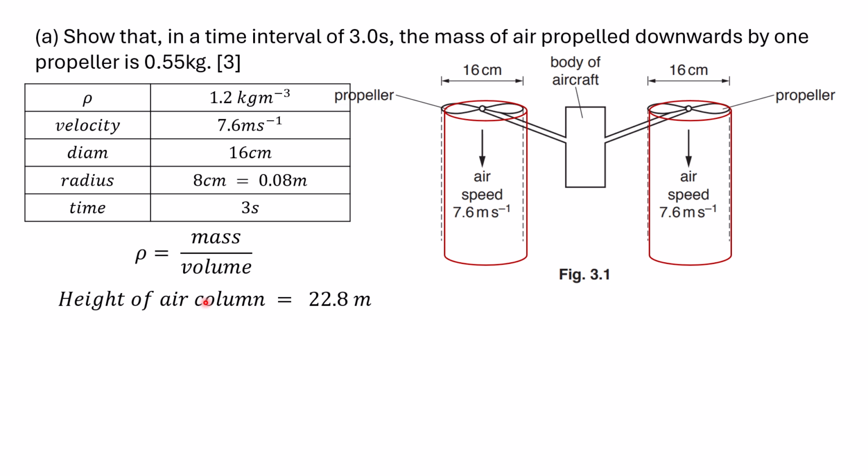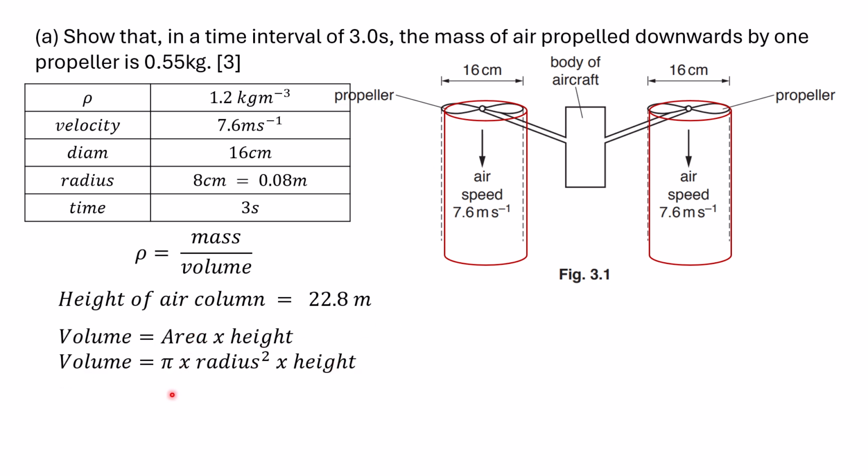So now that we have the height of the air column, we can go back and calculate the volume of this cylindrical shape. The volume is area times height. The cross-sectional area here is a circle, pi times radius squared, times height. So doing the substitutions, it is pi times the radius, 0.08, squared, times the height, 22.8. So the volume is 0.458 cubic meters. Don't worry about significant figures at this point because we are not presenting the final answer.